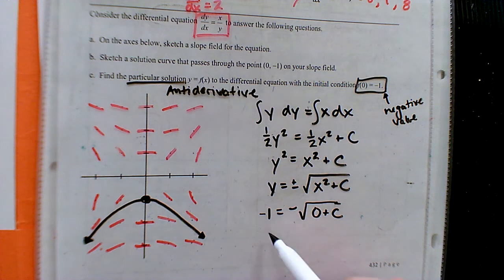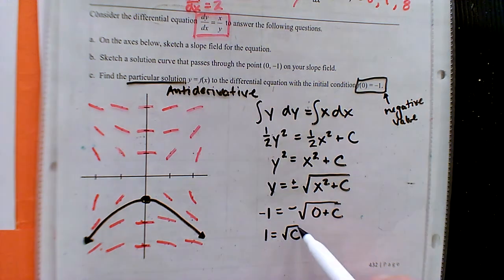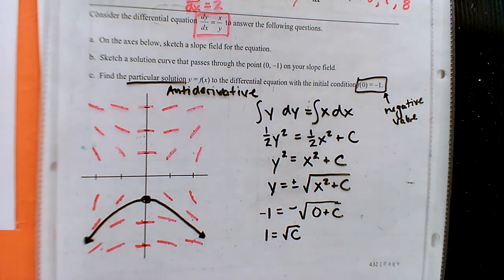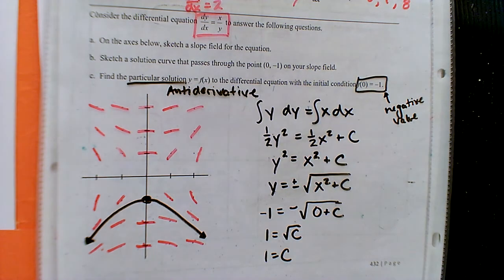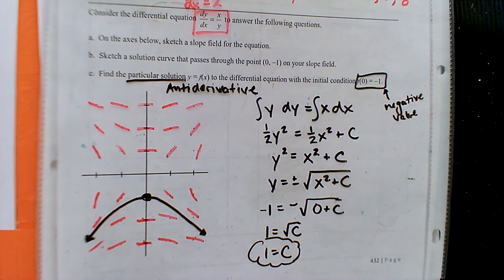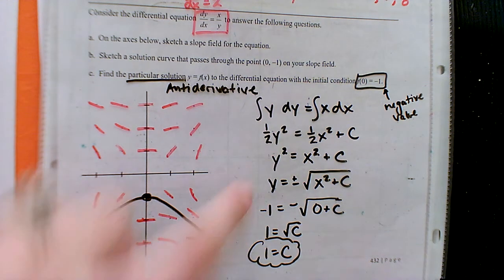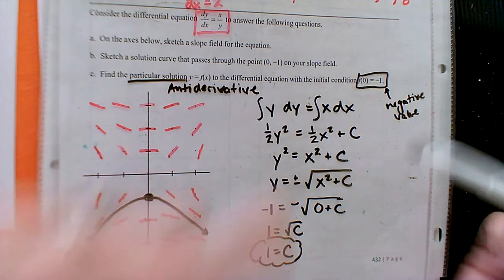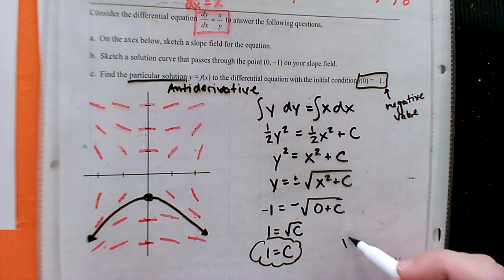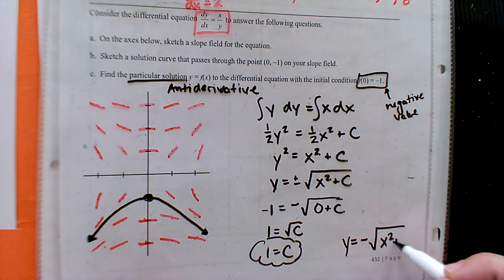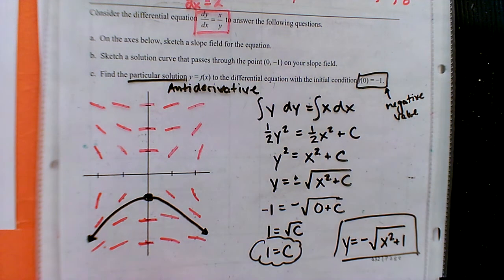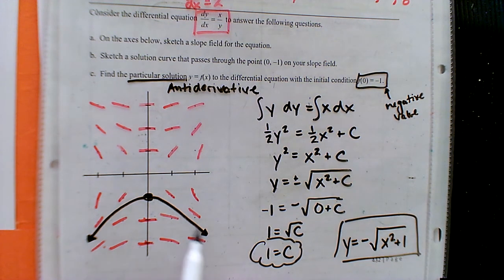Let's go ahead and solve for c. We can move the negative over. And then to get rid of a square root, we can just simply square both sides. So it looks like our c value is 1. So bringing it all together, we're going to take our general solution and simply plug in 1 for c. We said y would have to equal the negative square root of x squared plus 1.